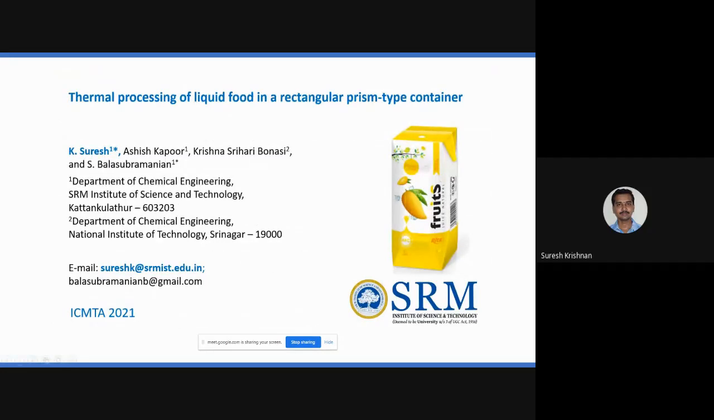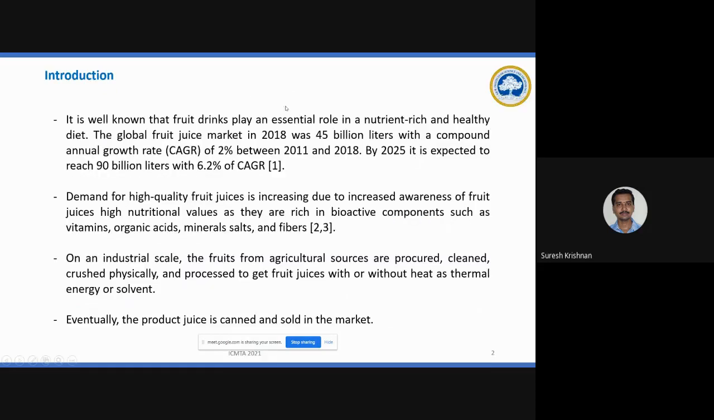So first you have to sterilize these fruit juices, and then you send them to the packing. Then if your fruit juices are sealed, you can use them any time. Now come to the introduction part. The global fruit juice market in 2018 was 4 billion liters, with a compound annual growth of 2% between 2011 and 2018. But by 2025, it is expected to reach 9 billion liters with a 6.2% compound annual growth rate.